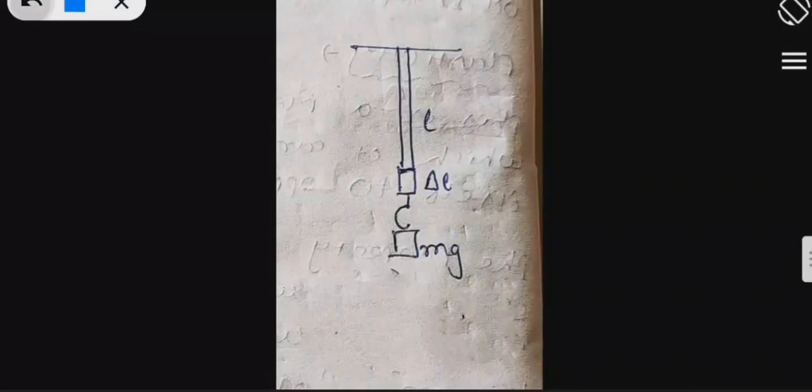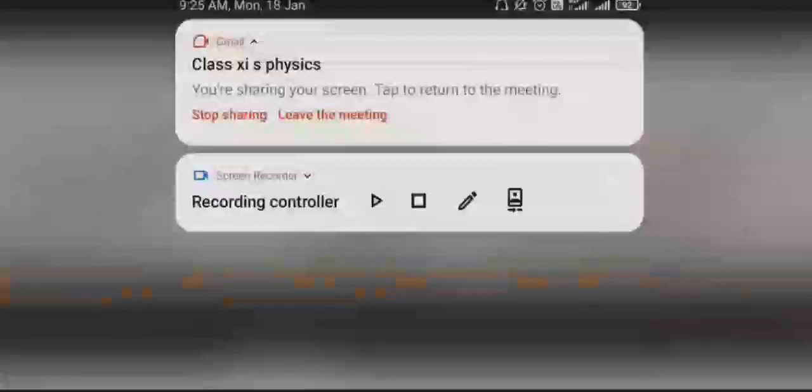Now where are you applying the deforming force? You are applying the deforming force in the downward direction. And where is the restoring force being developed? The restoring force is being developed in the upward direction between the molecules. Let us see in detail. When we apply the deforming force, what is going to happen?